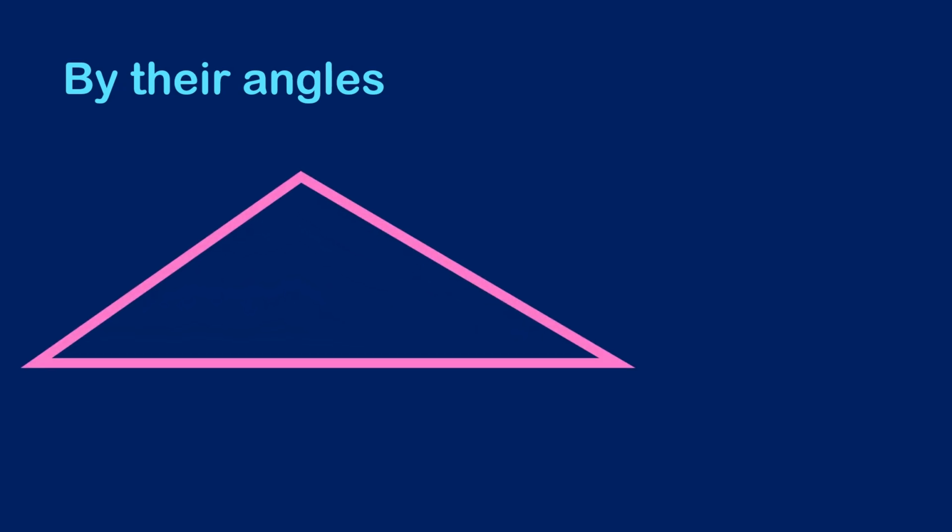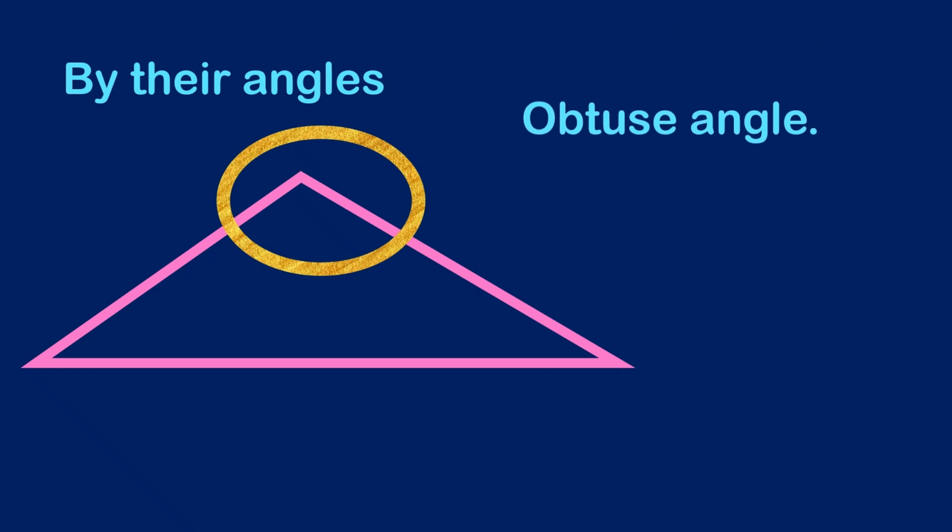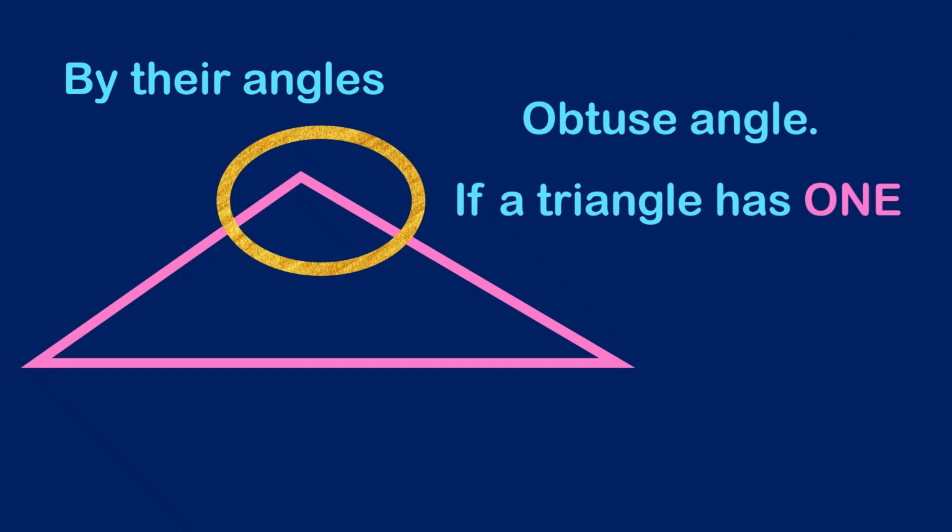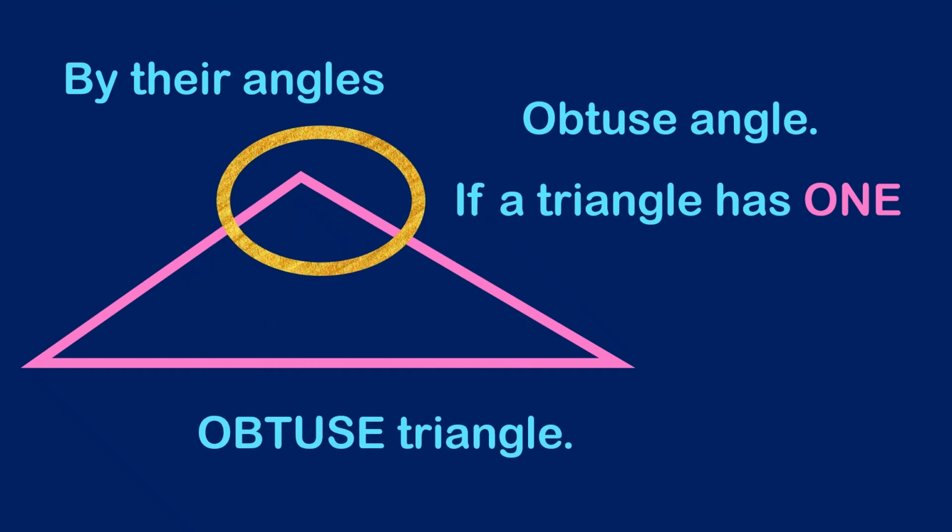Okay, more. Let's look at this guy. Look at that huge angle right there. That is an obtuse angle. It's bigger than 90 degrees. So if a triangle has one of those, it's an obtuse triangle, just one.